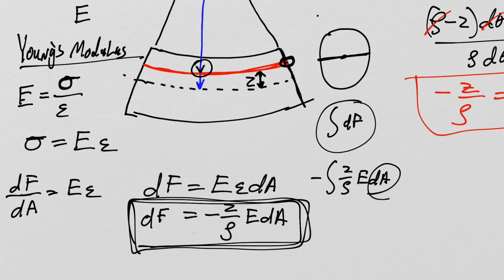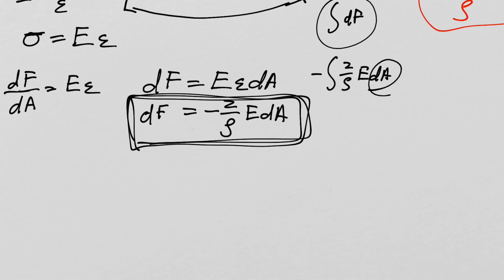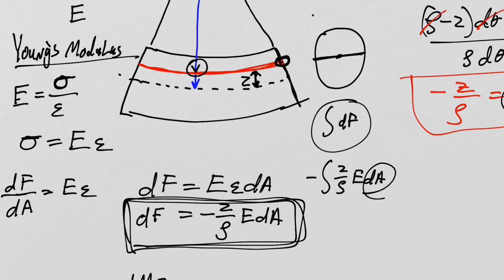Now we want the formula for the differential moment, right? But that's not really too tough, because the differential moment is going to be the differential force, and we're going to take the moment around this neutral line. So it's this force times the moment arm, which is Z. And on the compressive side, the force is always going in the compressive direction, and on the tensile side, the force is always going in this other direction.